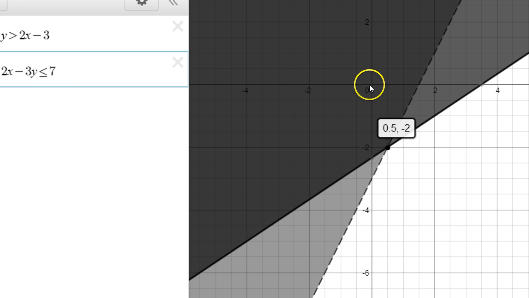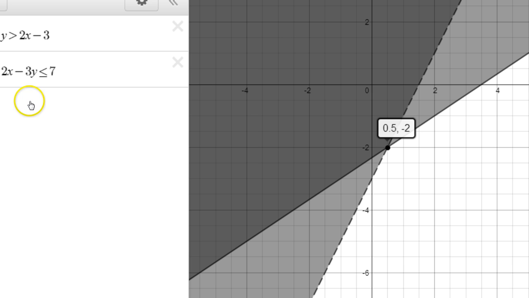So if I pick any point in here, and as you can see, I love picking 0, 0 because that's the easiest one. Okay, so if I plug it in, I get 0 is greater than 0 minus 3, which is true because it does turn into 0 is greater than negative 3. So that's a true statement.